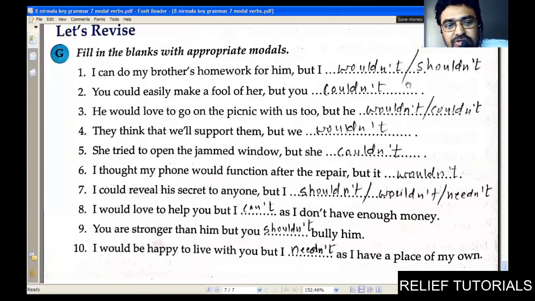She tried to open the jammed window. वो कोशिश की खोलने की, जो खिड़की जैम हो गई थी, बट वो खोल नहीं सकी, but she couldn't. I thought my phone would function after the repair. मुझे ऐसा लगा कि रिपेयर होने के बाद मेरा फोन काम करेगा, बट उसने किया नहीं, but it didn't, but it wouldn't or it couldn't.